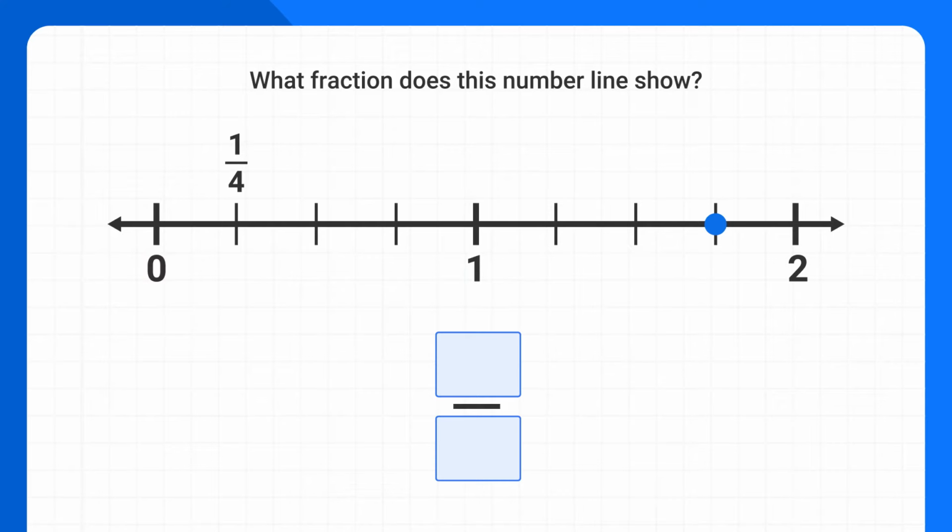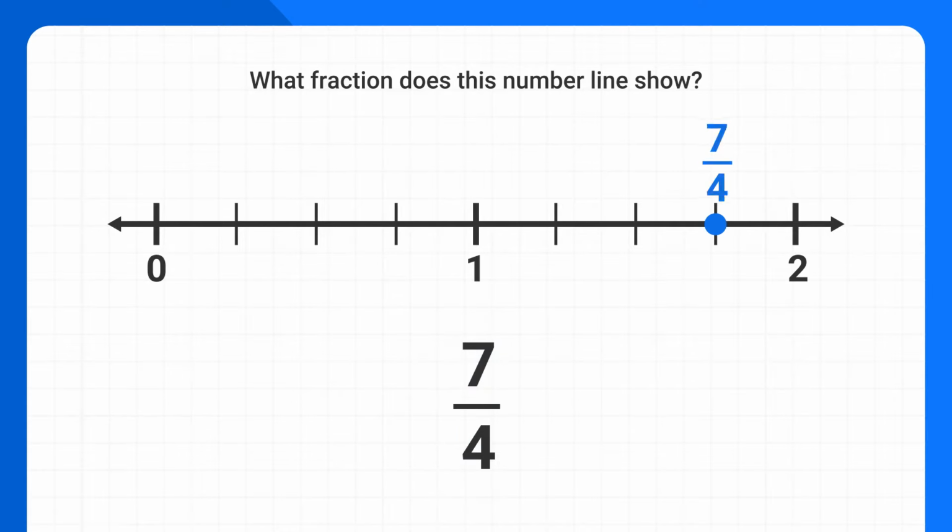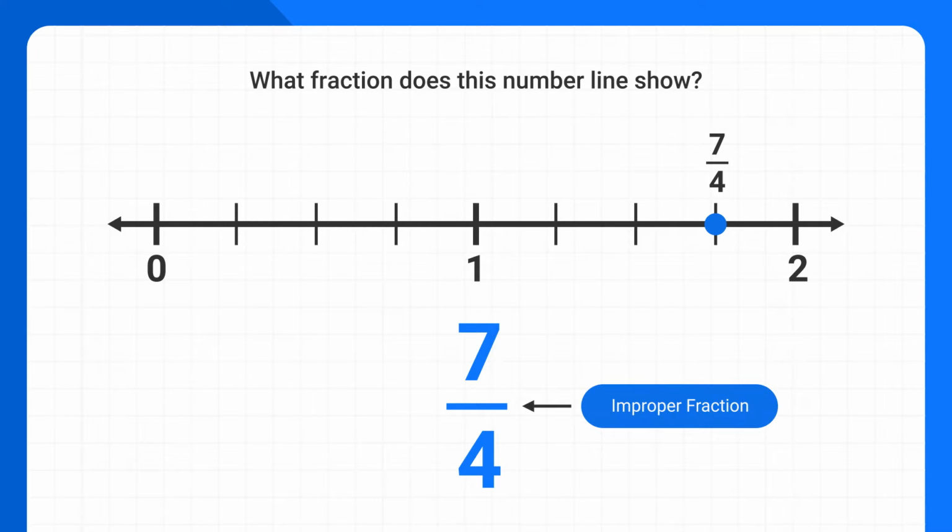I can then count that we're at 2/4, 3/4, 4/4, 5/4, 6/4, and 7/4. So this blue dot is at 7/4, and we'll call the fraction 7/4 an improper fraction.